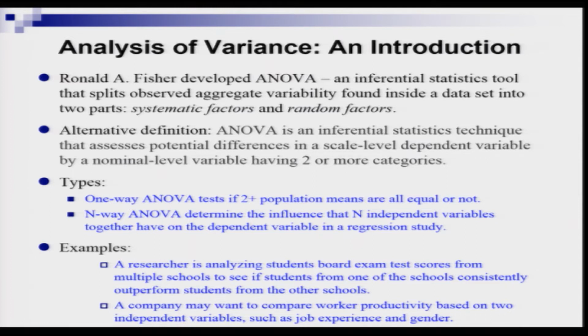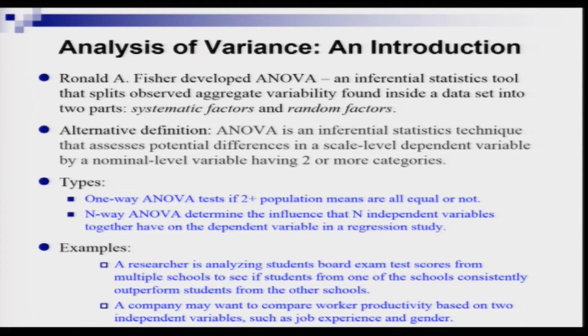So, suppose he or she wants to see if the students from one of the schools consistently outperform the students from other schools. If this researcher has data for 3 or 4 schools from a locality, then one-way ANOVA could be helpful, because it will help him or her to test whether more than 3 population means are equal or not simultaneously.